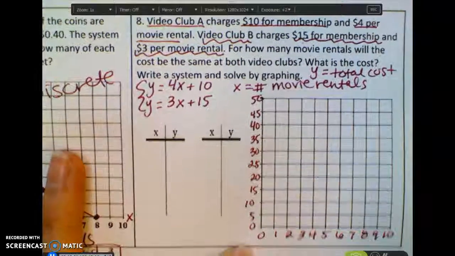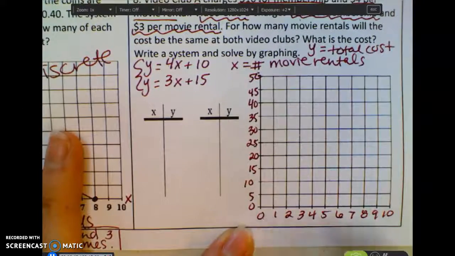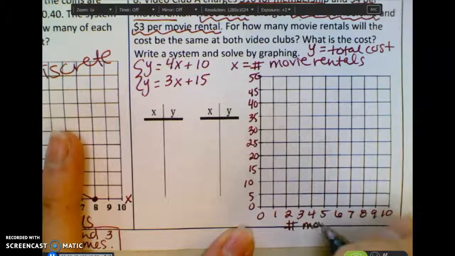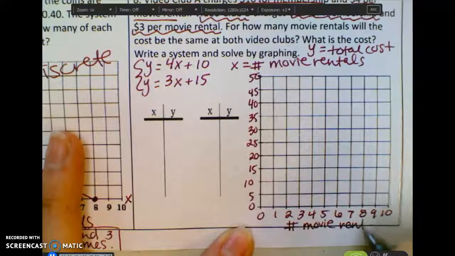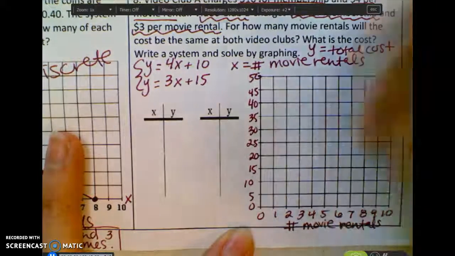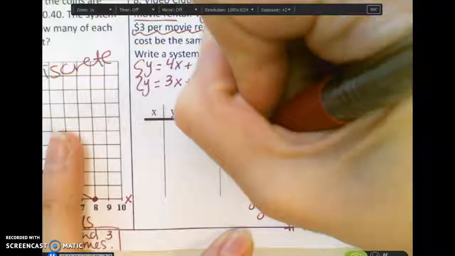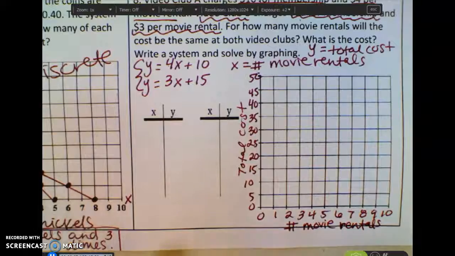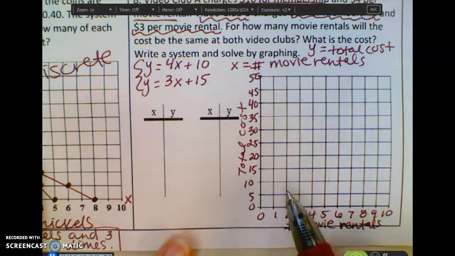Once we scale our graphs, we need to actually label them. What does the X stand for here? We said it stands for the number of movie rentals. And then what does Y stand for? It stands for the total cost. So I know there's not a ton of room there, but we can still fit it. We labeled them, we scaled them, now we need to graph them.